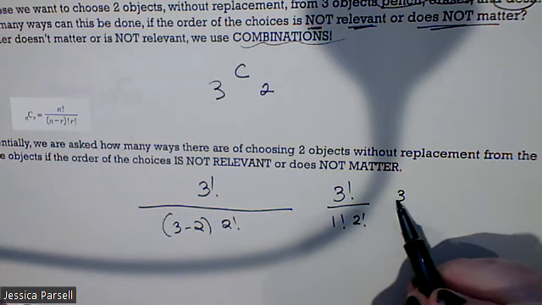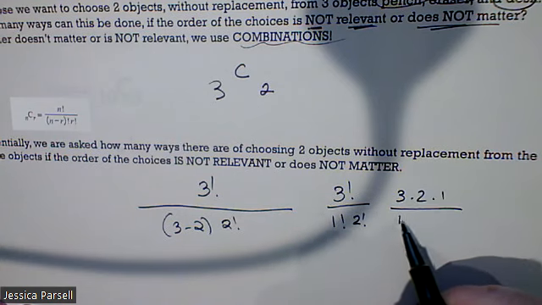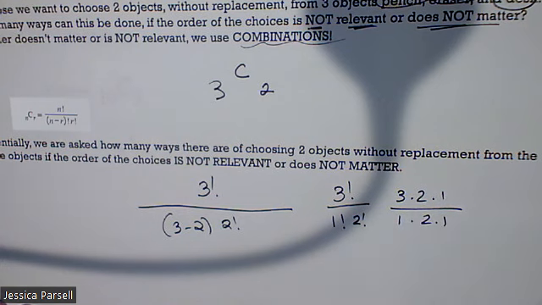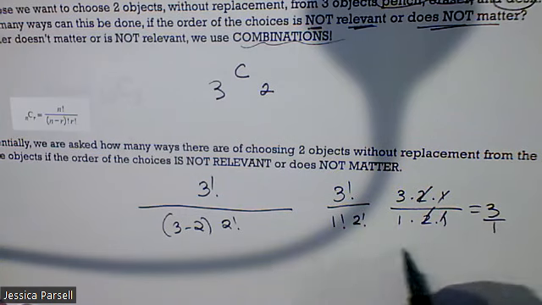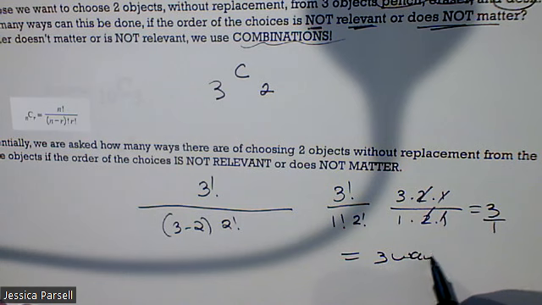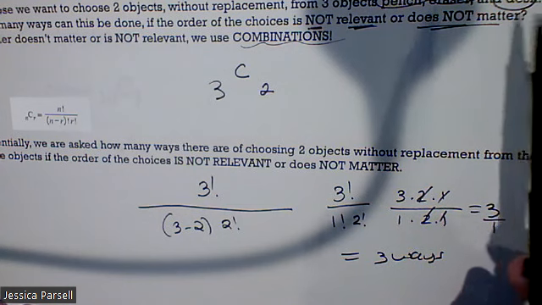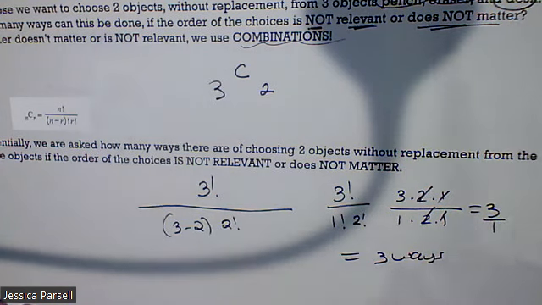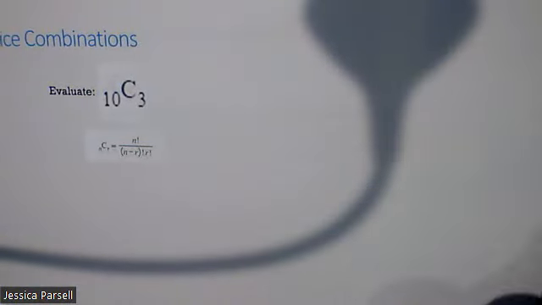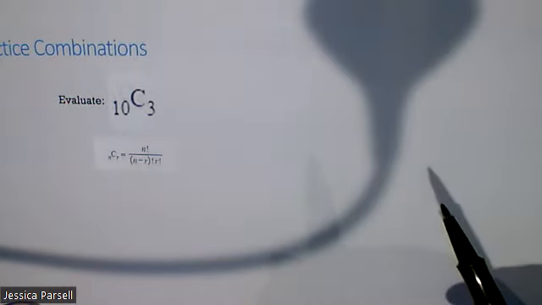Okay, so we've got 3 times 2 times 1 over 1 times 2 times 1. And you can see that the 2's and the 1's are going to cancel. And we're left with just 3 over 1, which is really just 3 ways that we could choose two objects from pencil, eraser, and desk. So we're going to choose two objects from the three objects without replacement, and we don't care what order it is. So that's a combination. It's a little different, but you're going to master this very quickly. So I want you to pause this video and practice this combination. I just gave you a plain one to practice with.